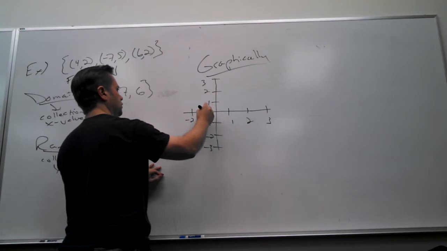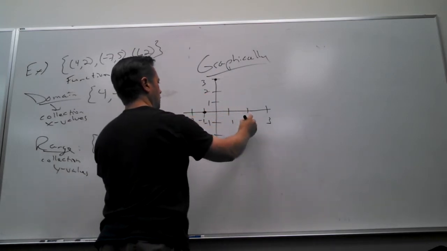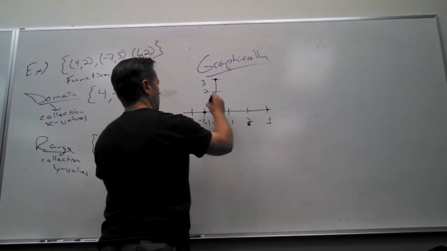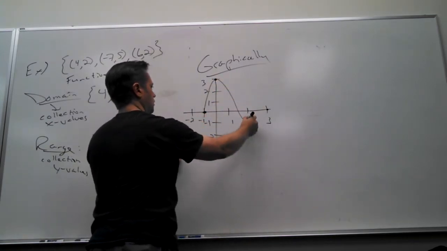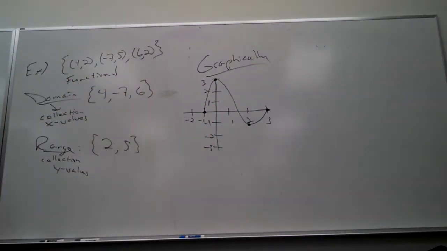So let's see this function here. All right, there's a function. That's a nice looking function. Why is it a function? Because it hits points one at a time, and you can pass the vertical line test. You can draw no vertical line that goes through it more than once. So far so good.